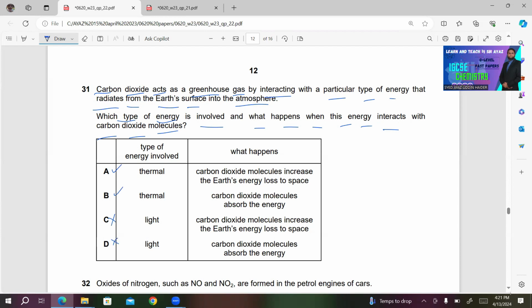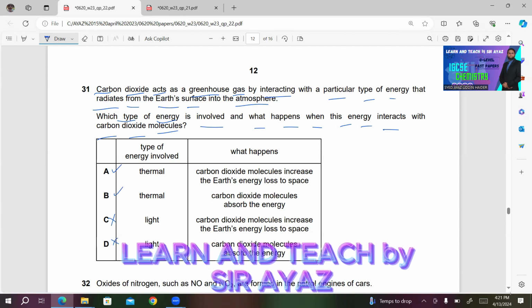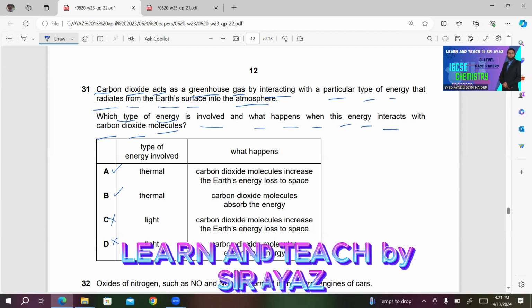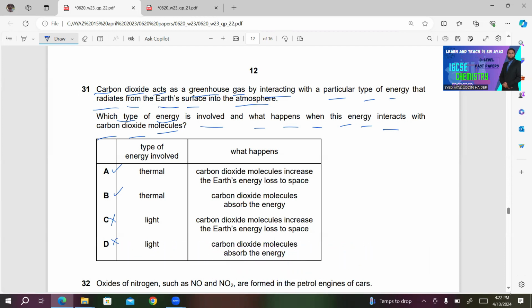Now, what happens with the thermal energy? The carbon dioxide molecules increase the Earth's energy lost to space. No, it does not increase the Earth's energy lost to space. So A is incorrect. Carbon dioxide molecules absorb energy. Yes, this is the reason. B is the right answer for this one. 32.